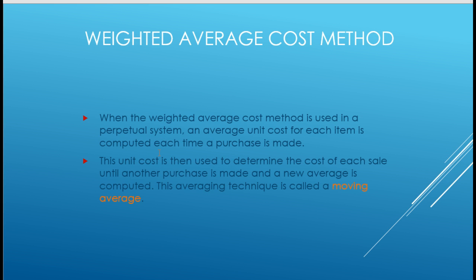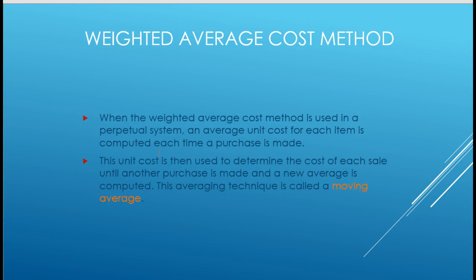When we use a weighted average cost, it's used for perpetual inventory. The average cost for each item is computed each time a purchase is made. Now, that's sometimes called a moving average because your average is always changing.